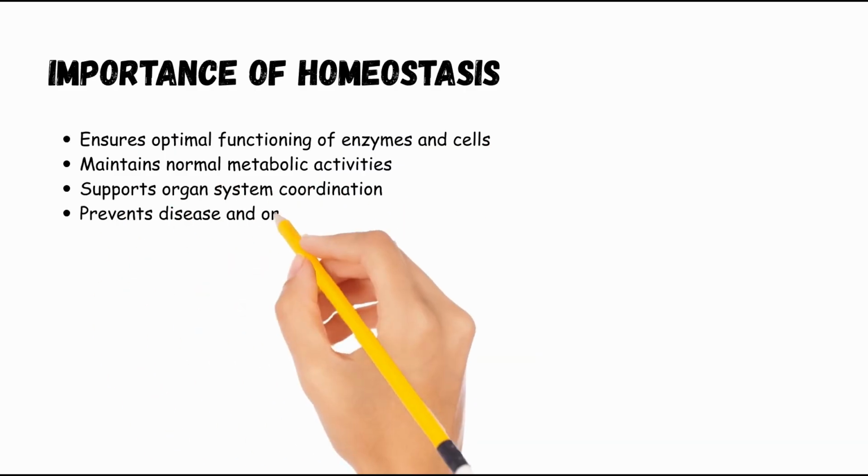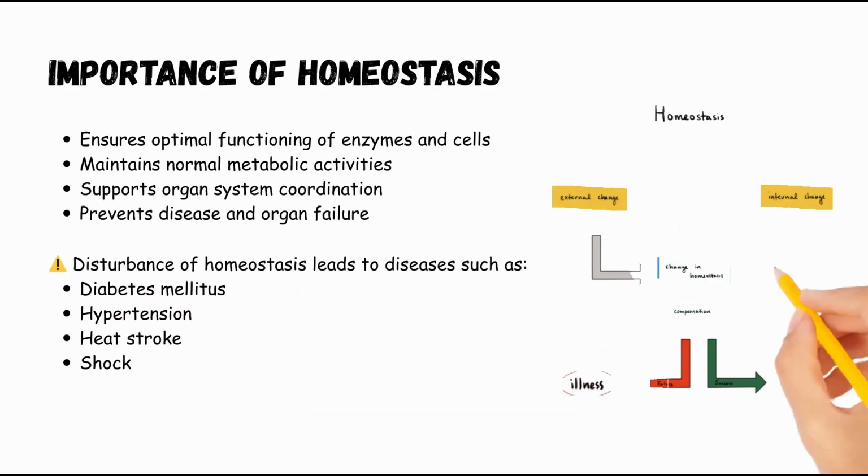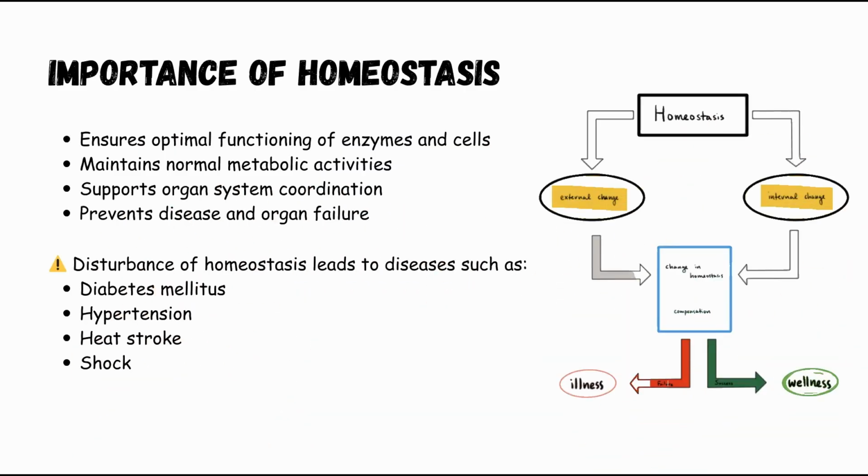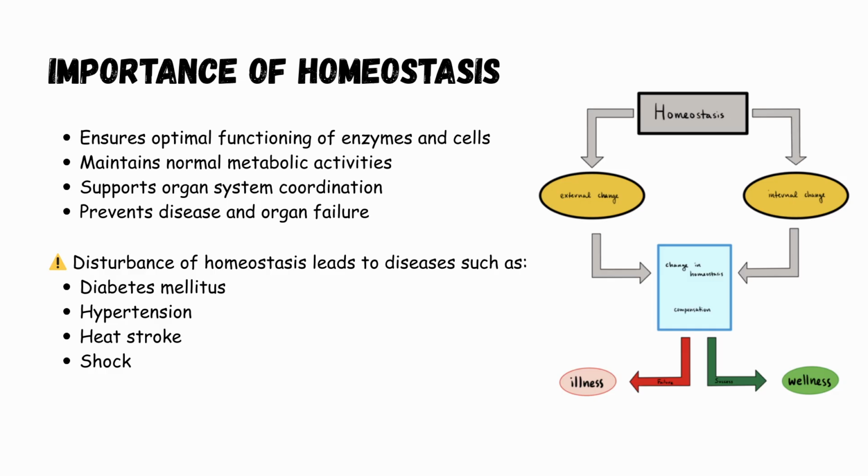Homeostasis is important because all biochemical reactions in the body occur under specific conditions. Enzymes function optimally only within narrow ranges of temperature and pH. If homeostasis fails, enzymes denature and metabolic reactions slow down or stop. Diseases such as diabetes mellitus, hypertension, heat stroke, and shock are classic examples of disturbed homeostasis. Severe failure may even result in death.